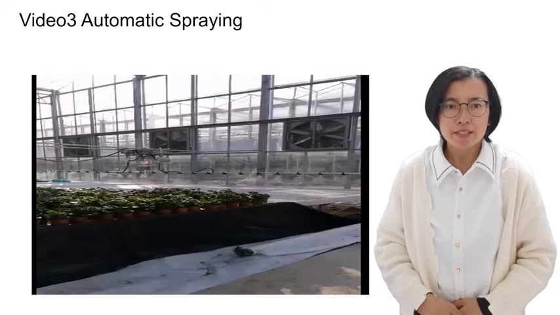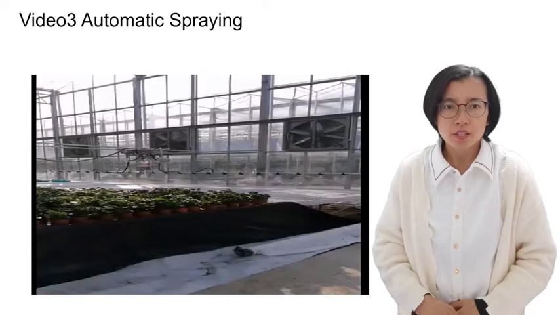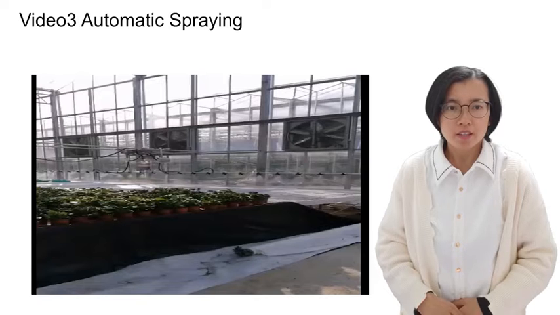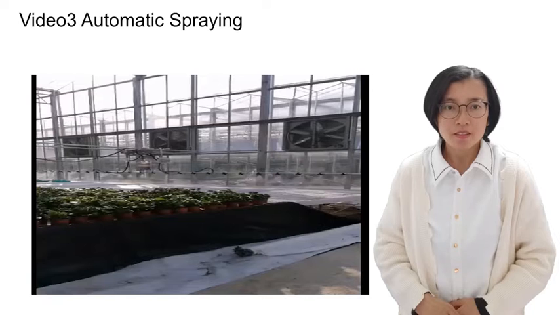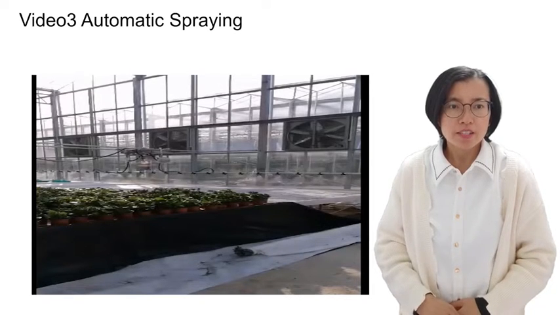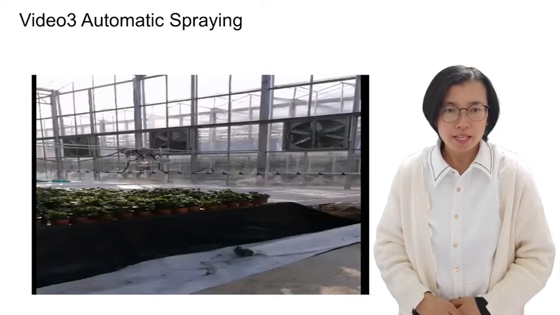Greenhouse is a place where spraying is used very often, because the greenhouse is a relatively closed environment with glass or plastic protection. So diseases and pests are easy to spread in this closed environment. In addition, spraying can be used to lower the temperature in very hot summer. Now let's watch the video in the greenhouse.